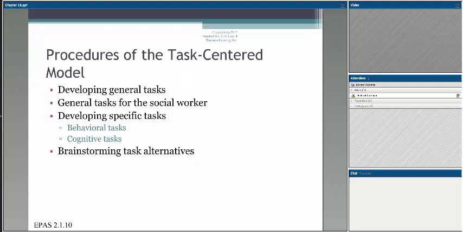So when we think about procedures for this task-centered model, it's around really looking at developing tasks. So, you're called to a family, you're working with them, there are problem issues that have been identified, and so the task-centered model really looks at developing a general set of tasks that will need to be accomplished through the time that you're working with this family. And there are tasks for families, there are tasks for social workers, and there are tasks that also look at behaviors as well as cognitive tasks. So we want people to maybe think about things in a little bit of a different light in terms of the work that we're doing.